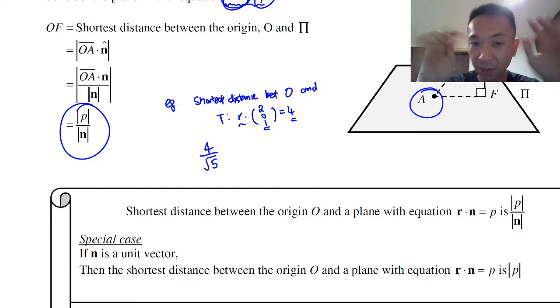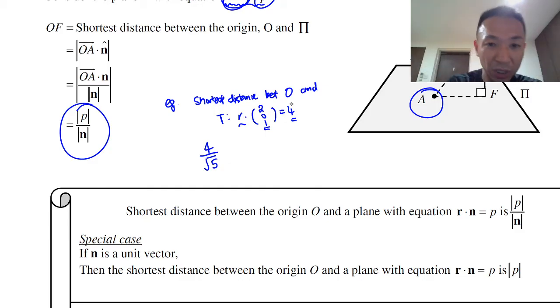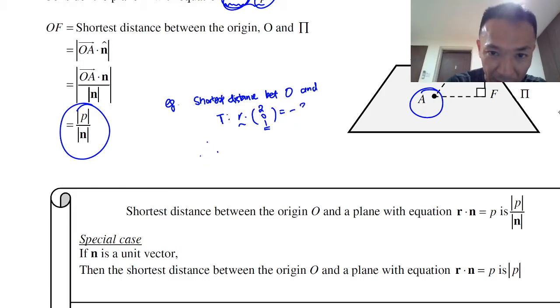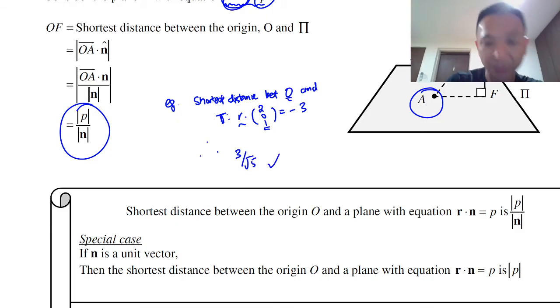Get it? Yes? What if the equation is not this, it is minus 3. Then the shortest distance between this plane and the origin is 3 over root 5. Done.